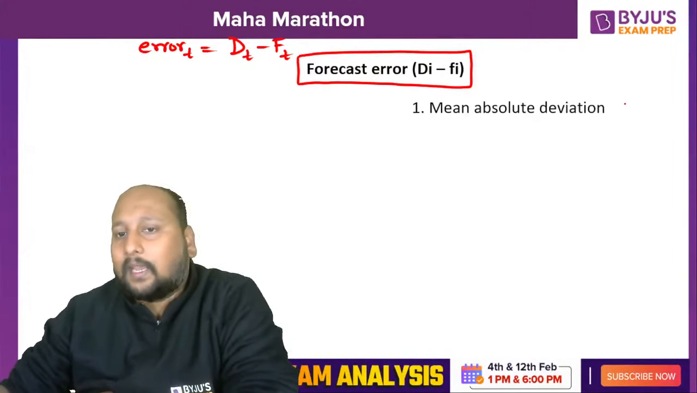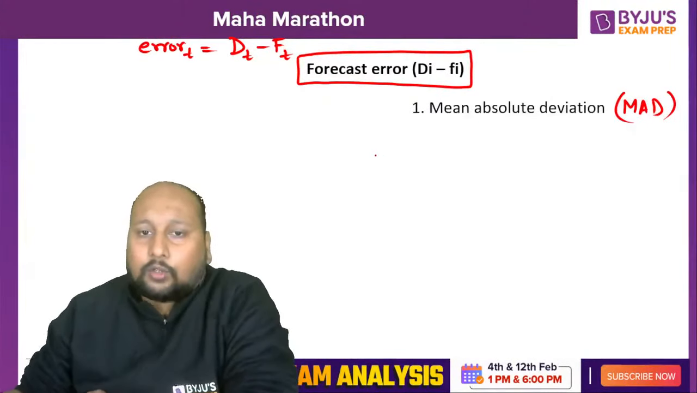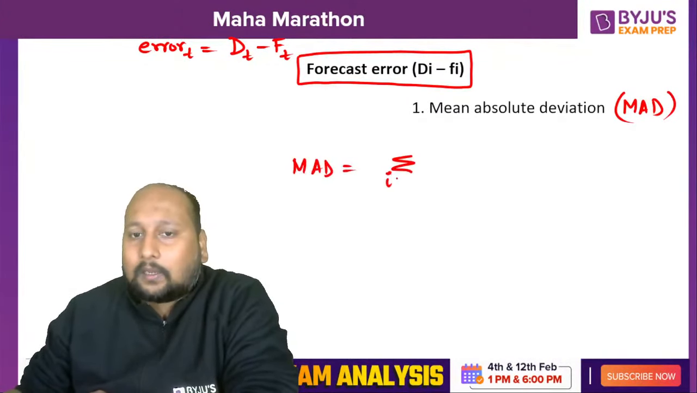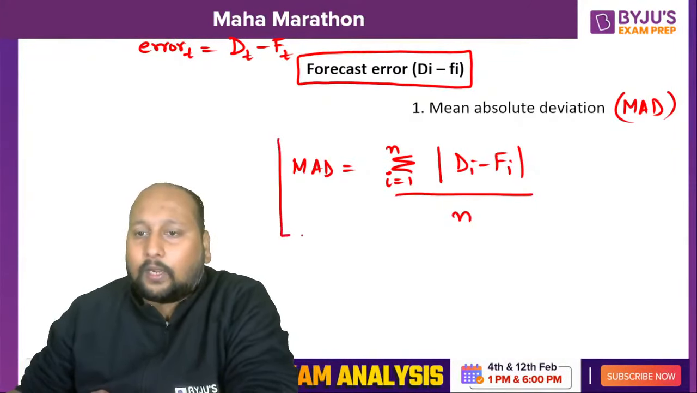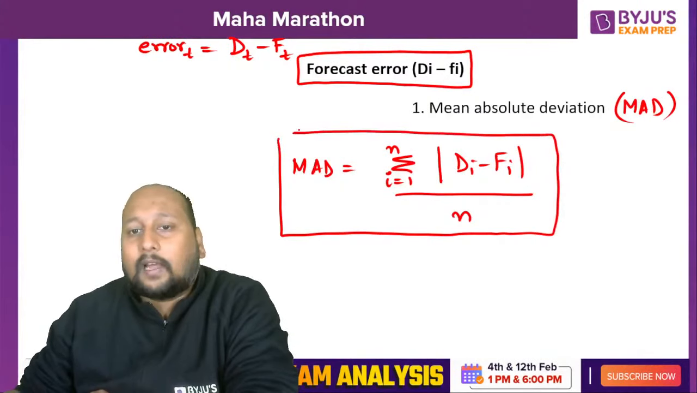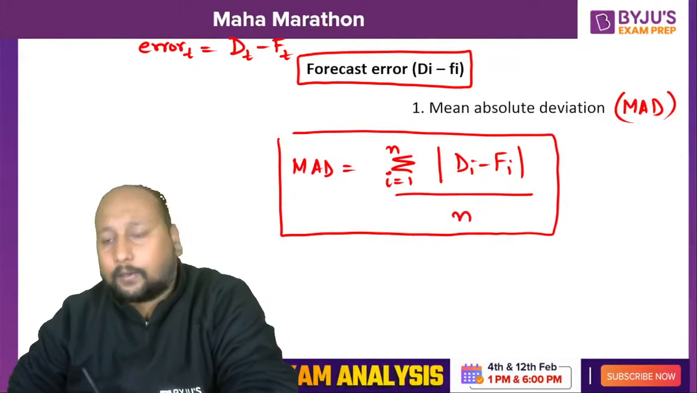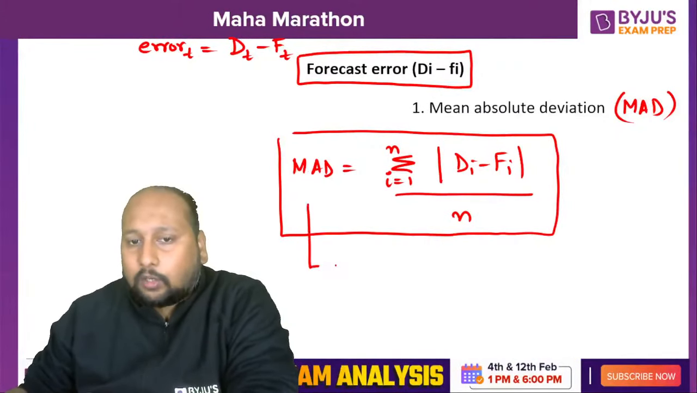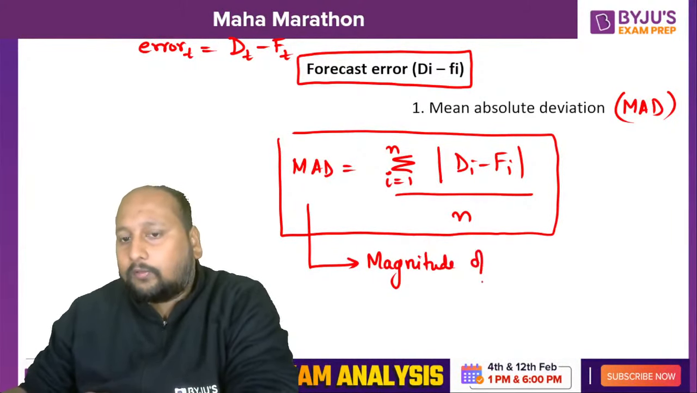The first one is mean absolute deviation, which we always call MAD. By the name itself, we can say mean absolute, which means we have to take only the positive value. So mean absolute deviation is nothing but the summation of i equal to 1 to n of mod of di minus fi, divided by n. You have to take only the positive value of the error, right? And mean absolute deviation only tells about the magnitude of error.